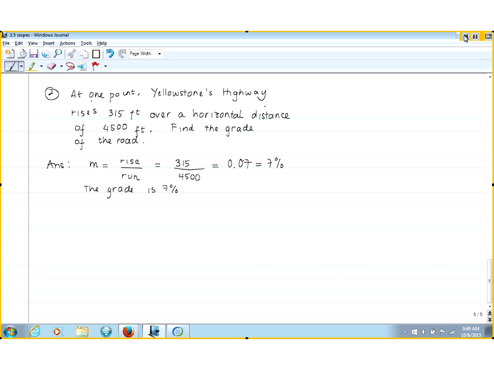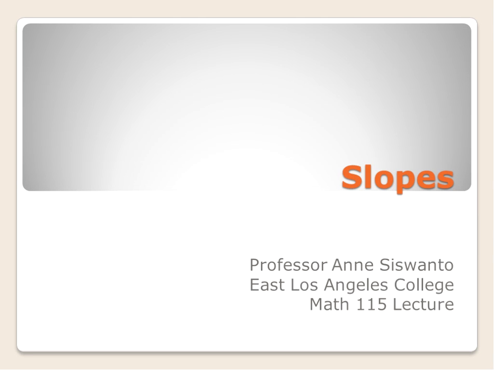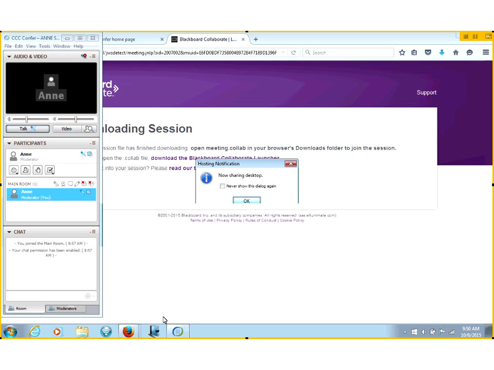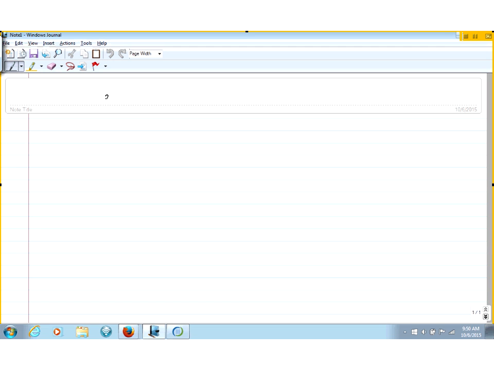Oh, never mind. All right, so let's start 3.6. Let me stop these. Okay, so we are done with slopes, and we will start slope-intercept form. So the next one would be 3.6, slope-intercept form. Are you guys ready? All right. So let's share the page again. This is the beginning of 3.6.